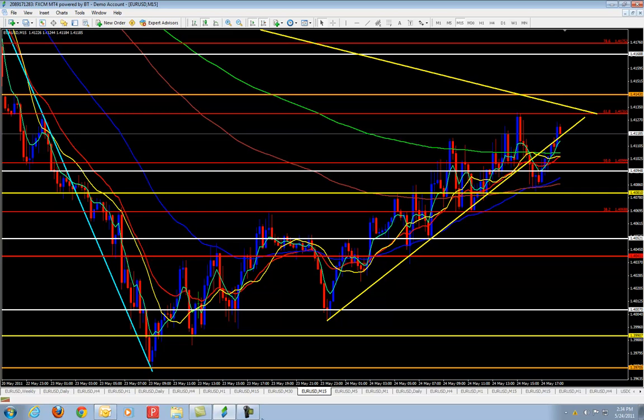So I'm going to pause this camera for a few minutes and let's see what's going to transpire. And if price reaches this area, I'm going to turn the camera back on and I'm going to take a short.